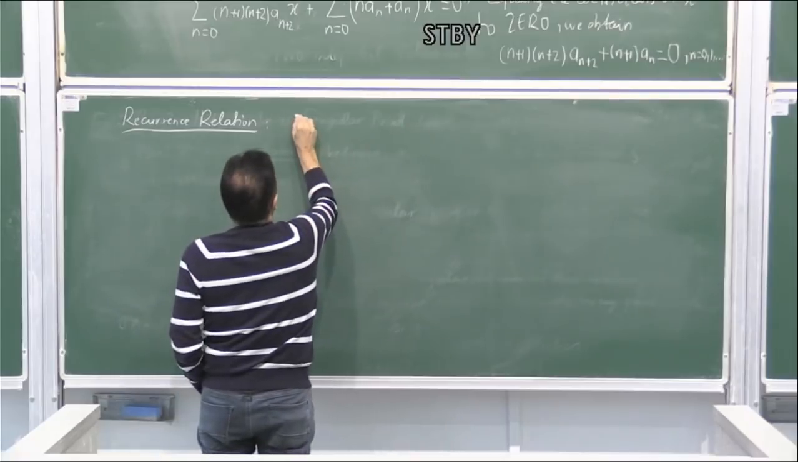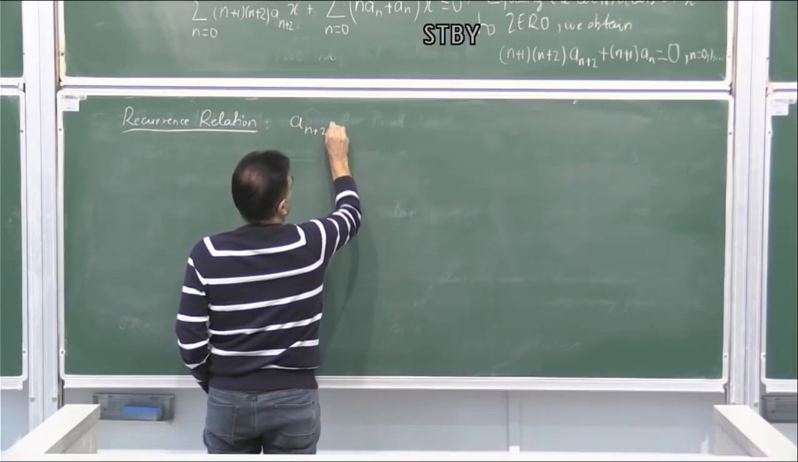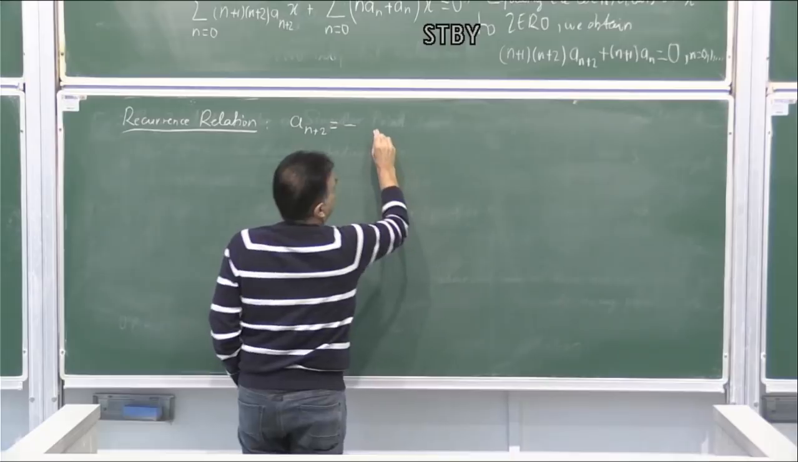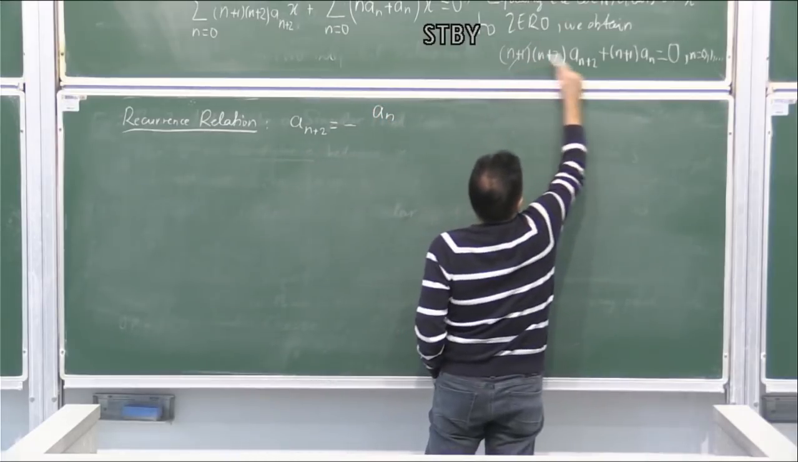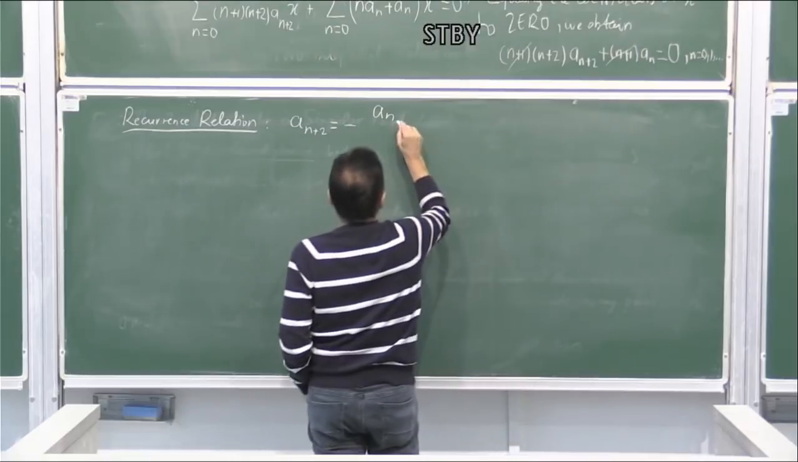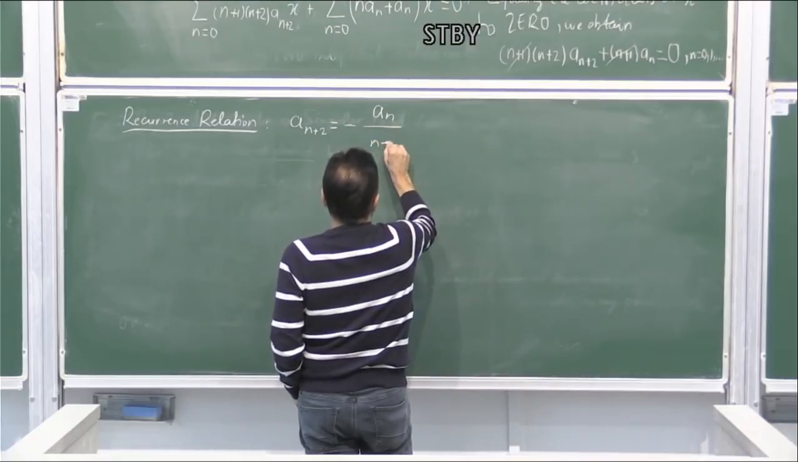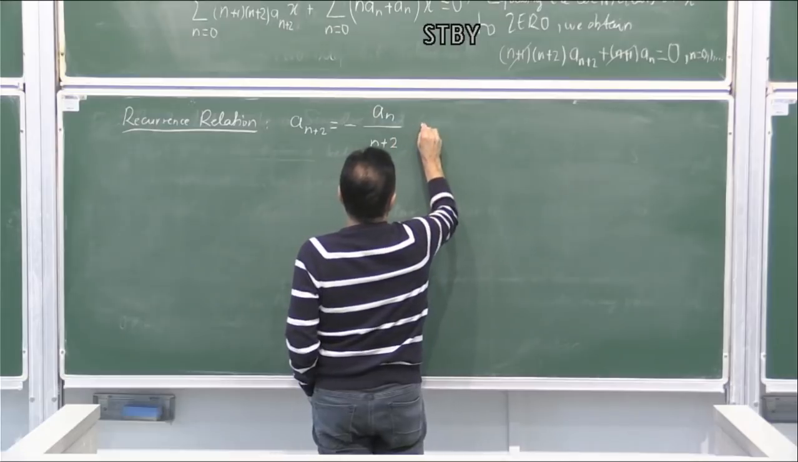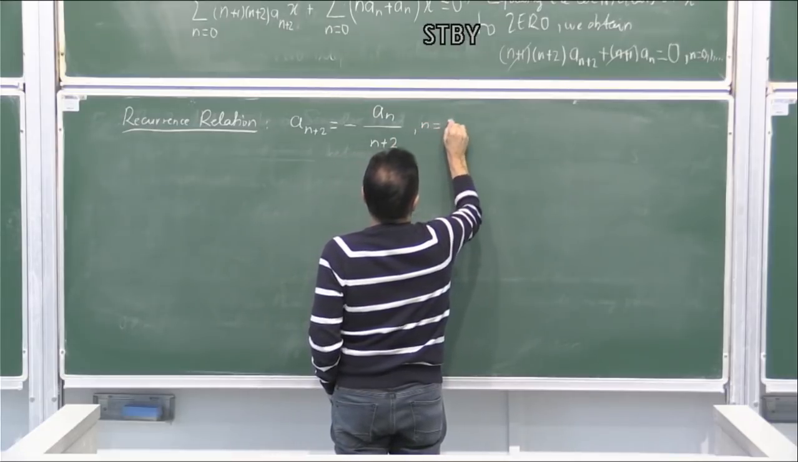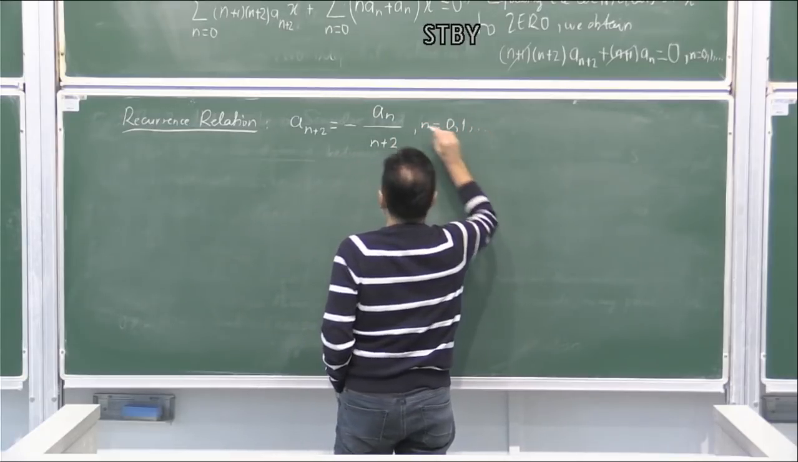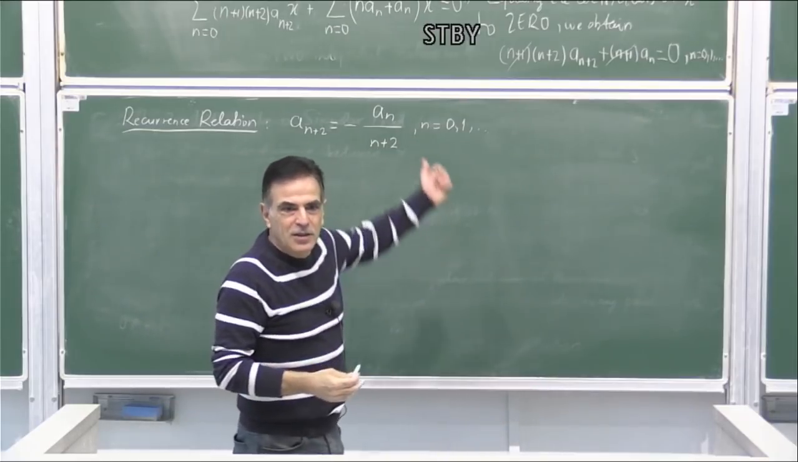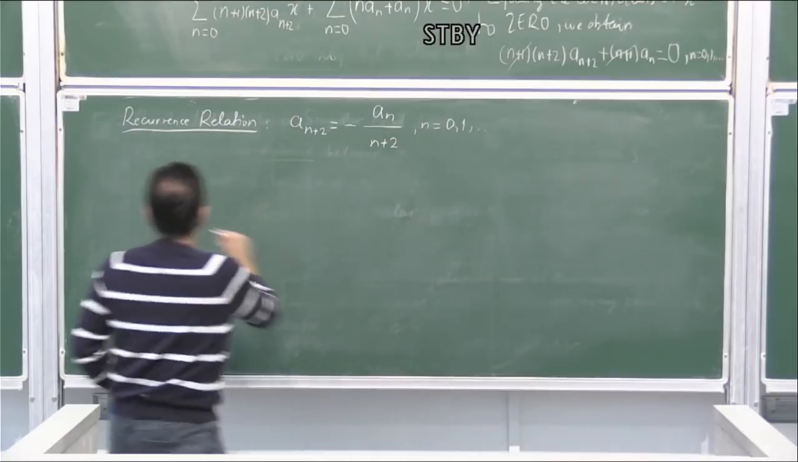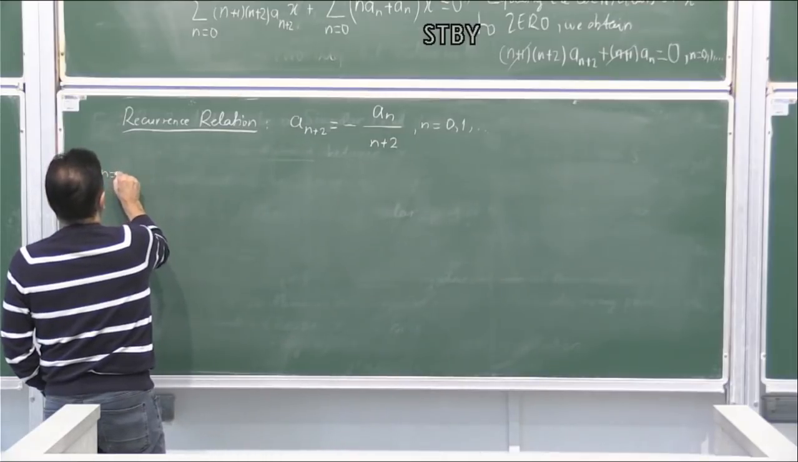Maybe written in that form, a_{n+2} is minus a_n, so the n plus 1 factors cancel each other out, giving a_n over n plus 2 for all n equal to 0, 1, and so on. So starting again, we solve this relation step by step, for n equal to 0 first.